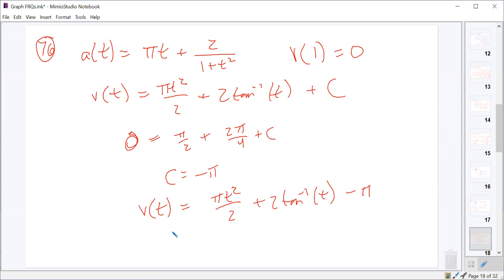We want the average velocity. So the average velocity should be the integral. It should be 1 over, what was it, from 0 to 2, right? So 1 over 2 minus 0 times the integral from 0 to 2 of v of t dt. And let's see, looks like that comes out to be, according to this, 0.362.